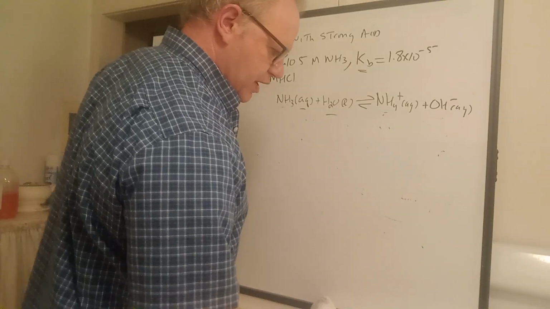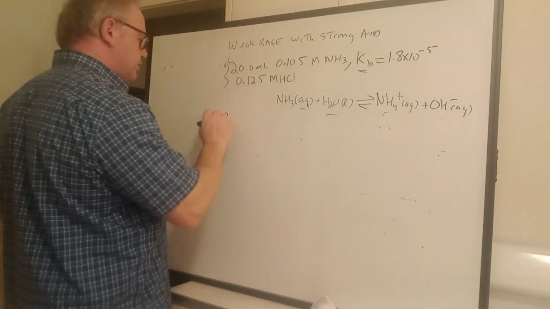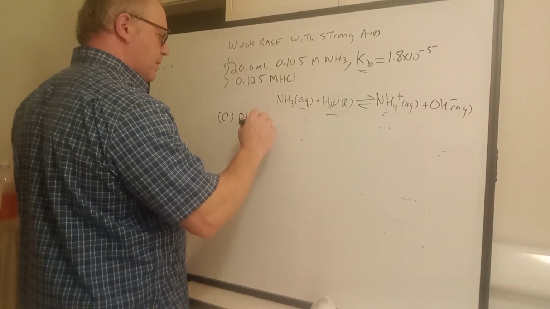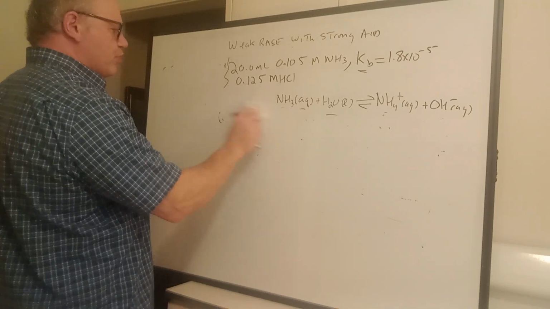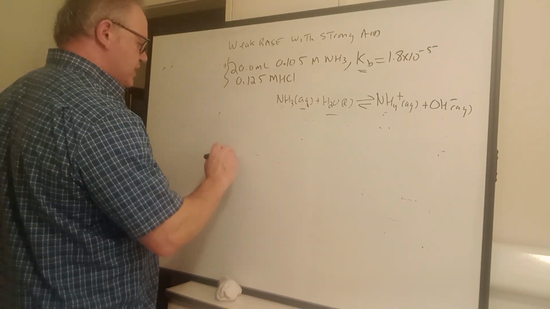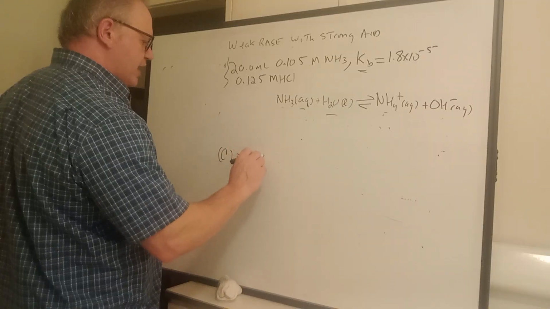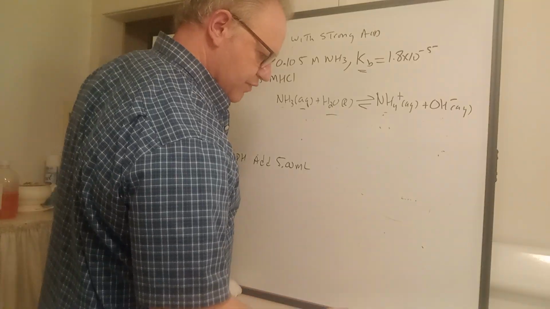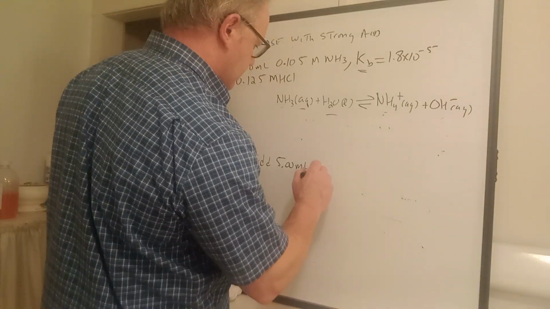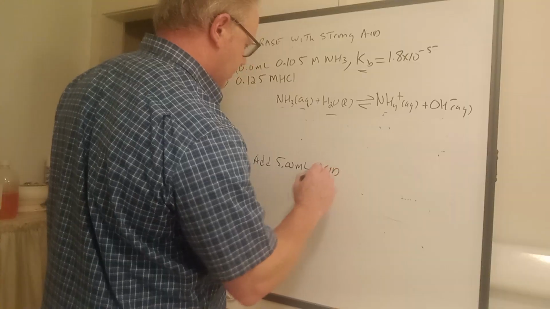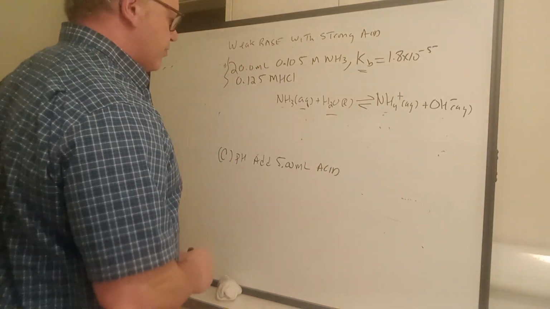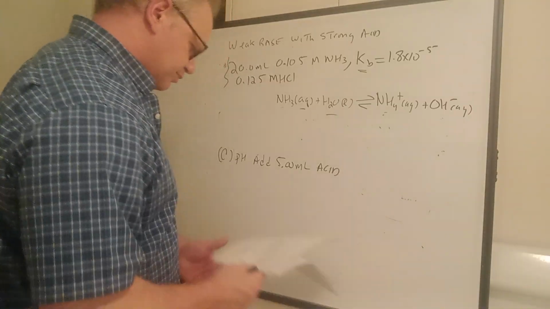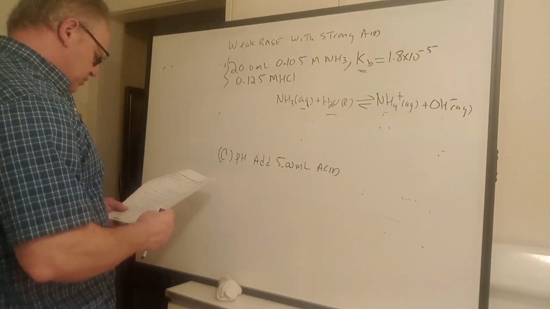So, step C, pH after adding. Let me put it down a little bit, so I'll work with the problem. Part C is the pH after you add 5 milliliters of the acid, right? So 5 milliliters of the acid. So let's do some math here. Let's figure out the millimoles we have.